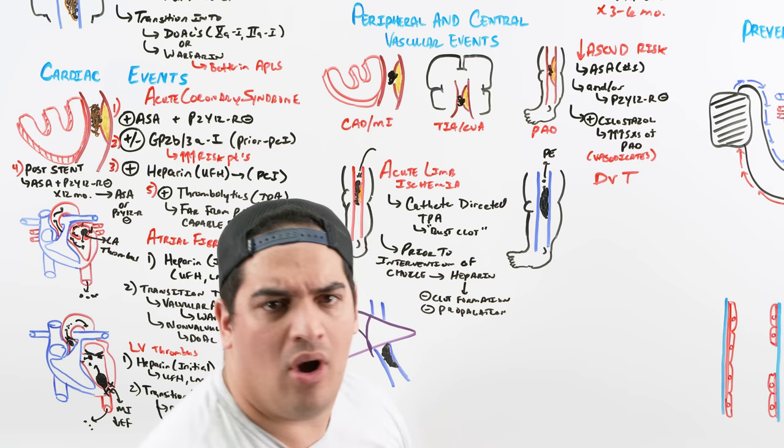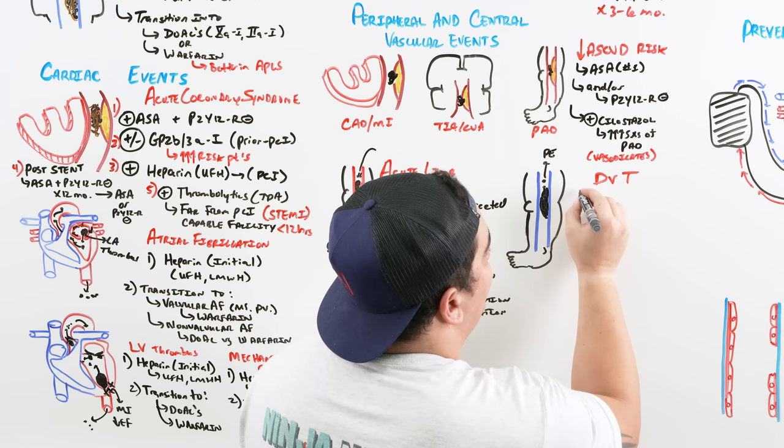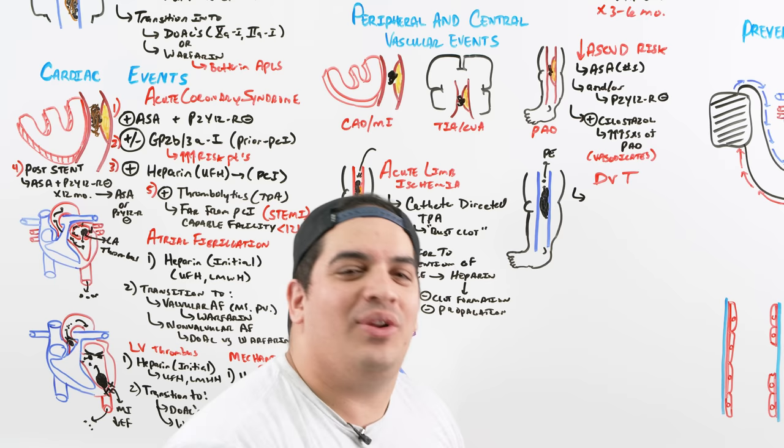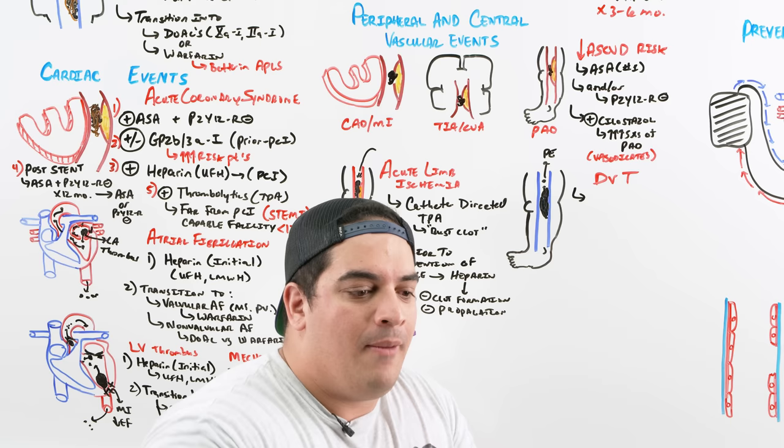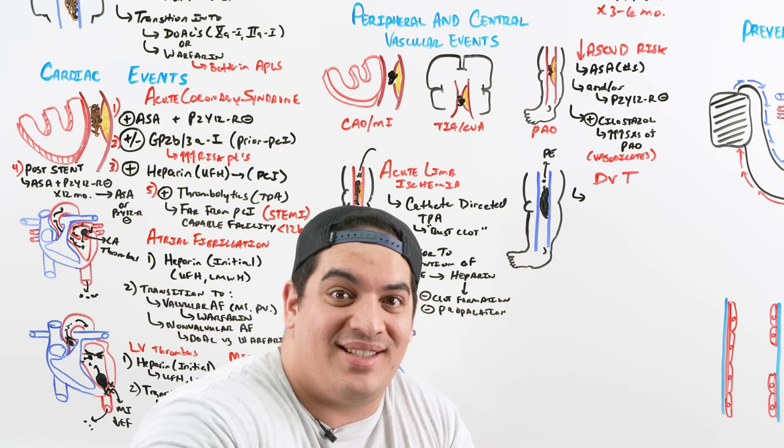Well, in this situation, you don't need to break these up immediately. The only time I would say that you need to clot bust is if it's such an extensive DVT and it's actually causing nearby ischemia. So there's so much swelling from the DVT that it's compressing nearby arteries, or it's such an intense clot burden that you have to break it up.